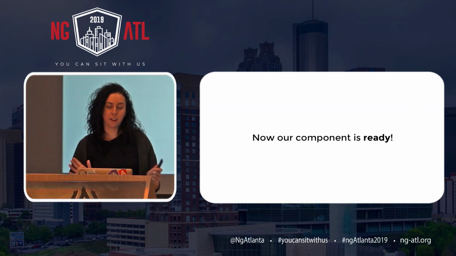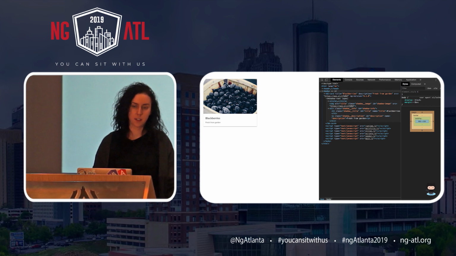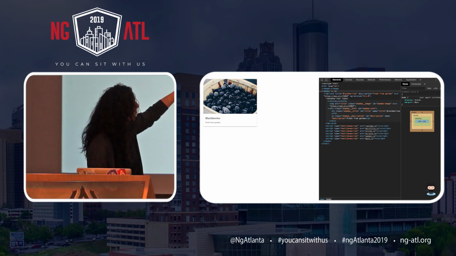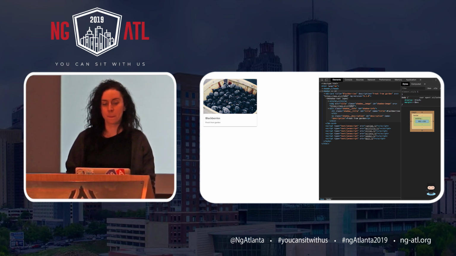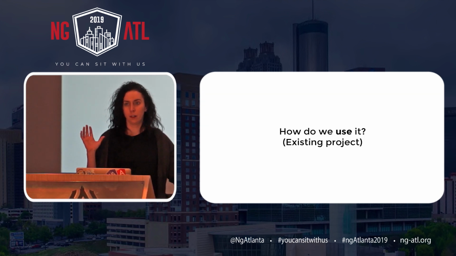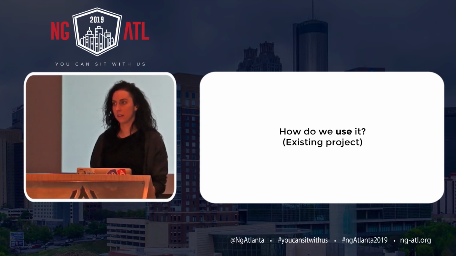And now our component is ready. And as you can see, it's just like before. But we have the shadow root, we have our BB card there, and everything is just like before. Great. So how do we actually use this in an existing Angular project?